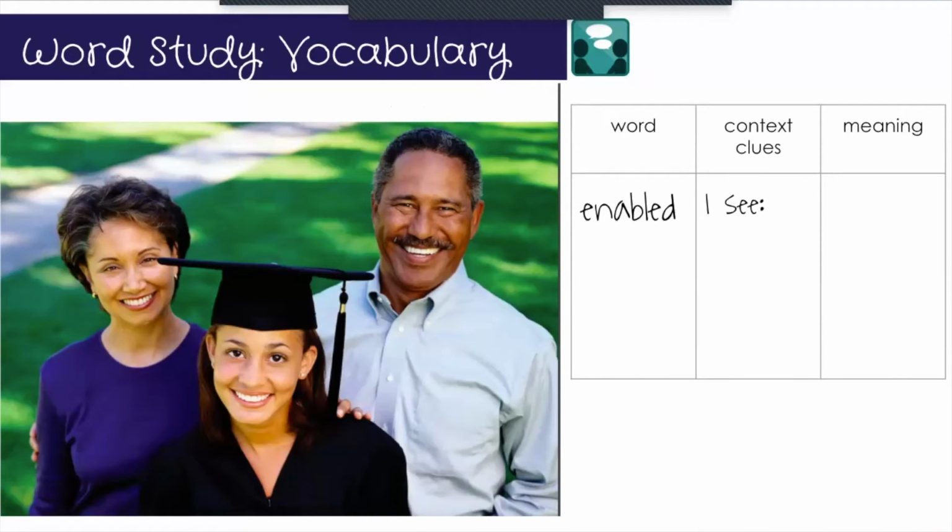All right, boys and girls, our vocabulary word coming up next is enabled. Say enabled. Enabled. Go ahead and write that word enabled underneath our word column, underneath reconcile. And using your context clues, I want you to write down what you see with this photograph. Go ahead and hit pause. And when you're ready to continue, hit play.